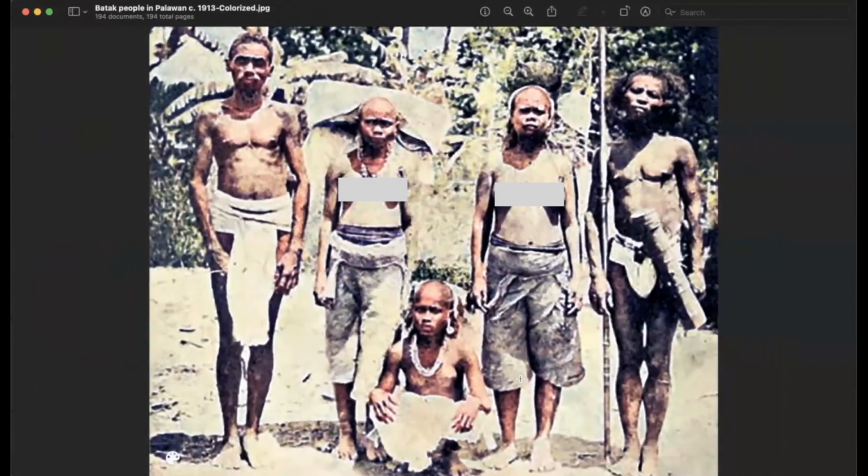Exact same picture in Wikipedia. These are the Batak people of the Philippines. Again, these are not Africans. They've been there since ancient times, since the beginning. It's conjecture to say they are from Africa just because they look like this.